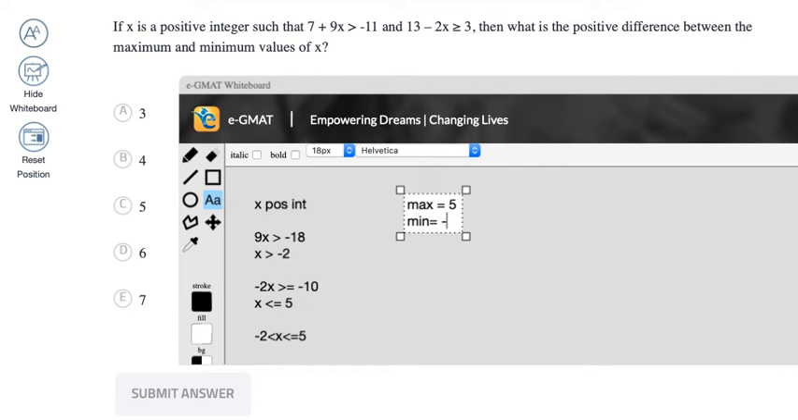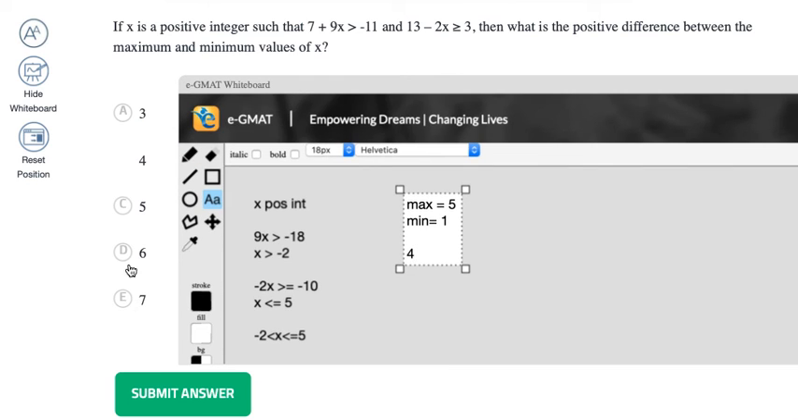Wrong. So be careful, you consider everything in the question. Apply your constraints. X is a positive integer. So even though it has to be greater than negative 2, it still has to be positive. And the smallest positive integer is 1 in this range. So the difference between them, the positive difference just means big number minus small number. So the difference is 4. You mark option B, submit, and let's check our answer.